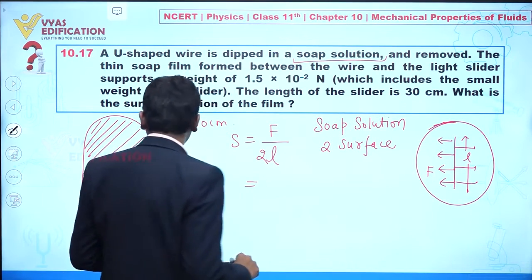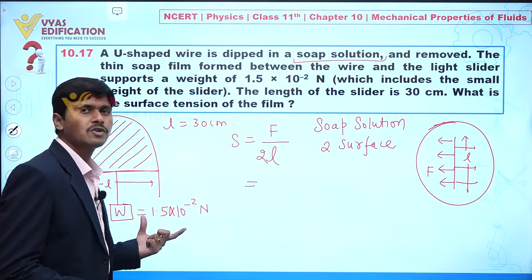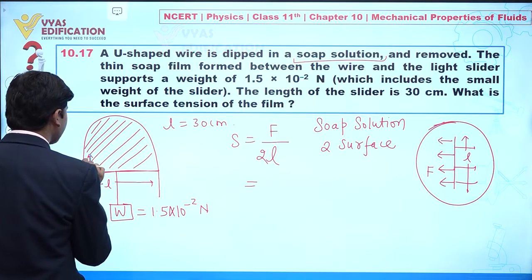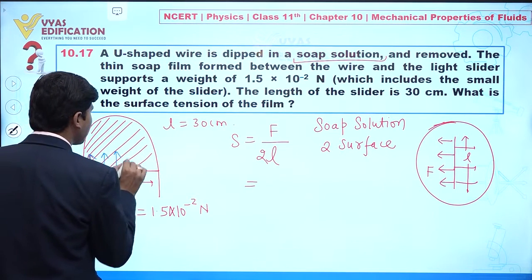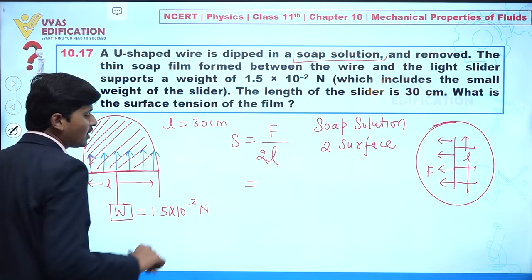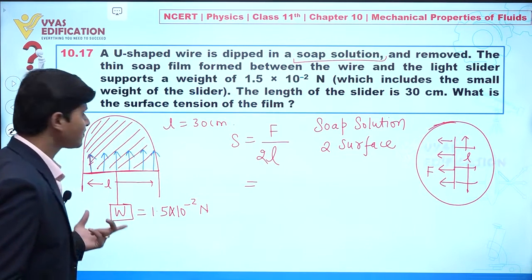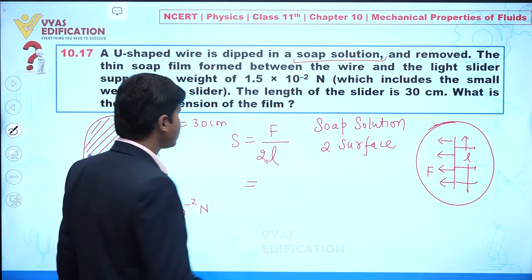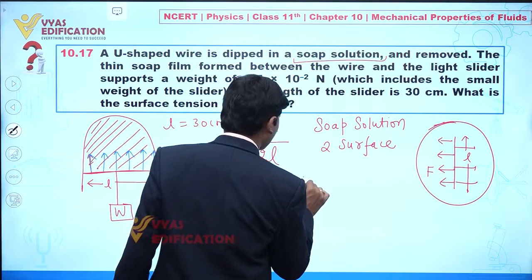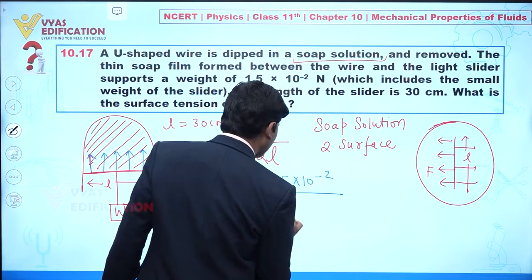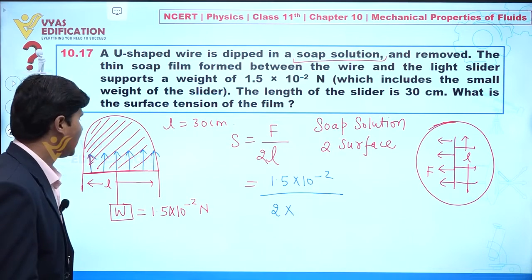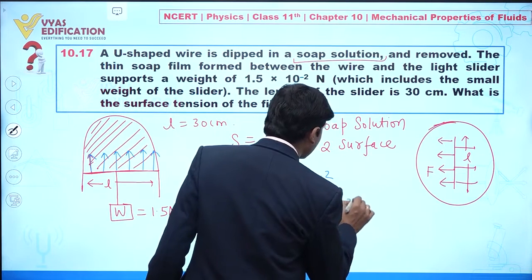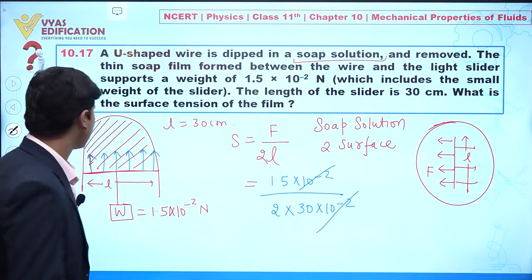Now the value of force is given to you, and this is equal to the weight because it is balancing. For the surface tension, the force acts perpendicular to this length in this direction, and this force is balancing this weight. So the magnitude of this force is equal to this weight. So the value we get is 1.5 into 10 to the power minus 2 divided by 2 multiplied by length L, which is 30 into 10 to the power minus 2. This one and this one cancel out.